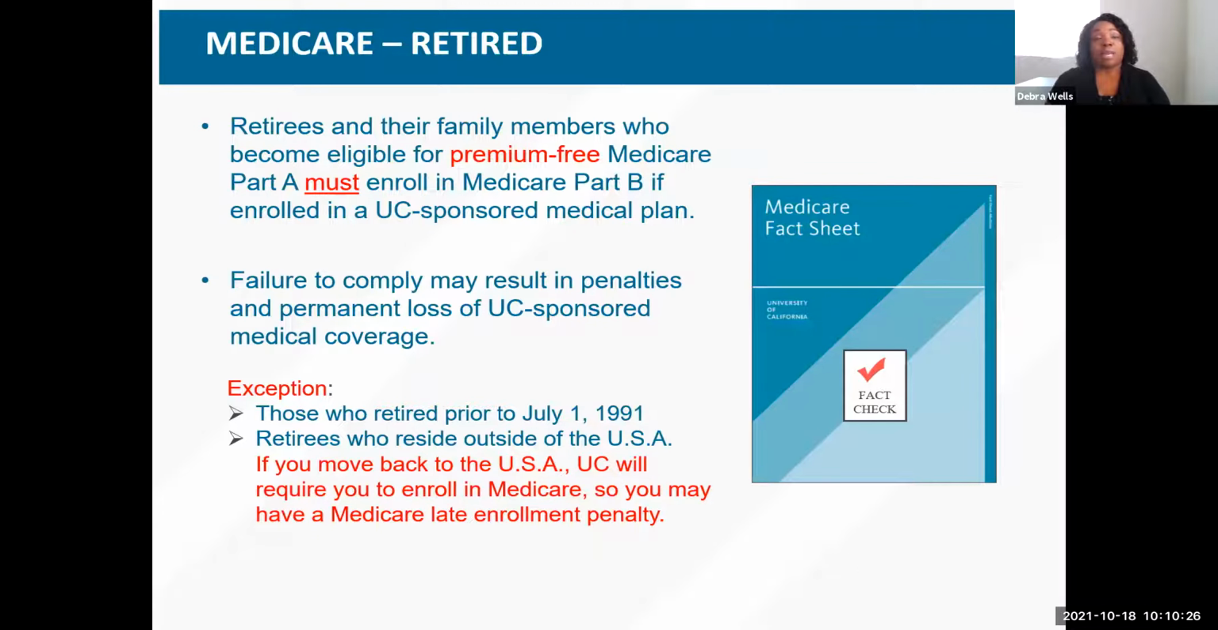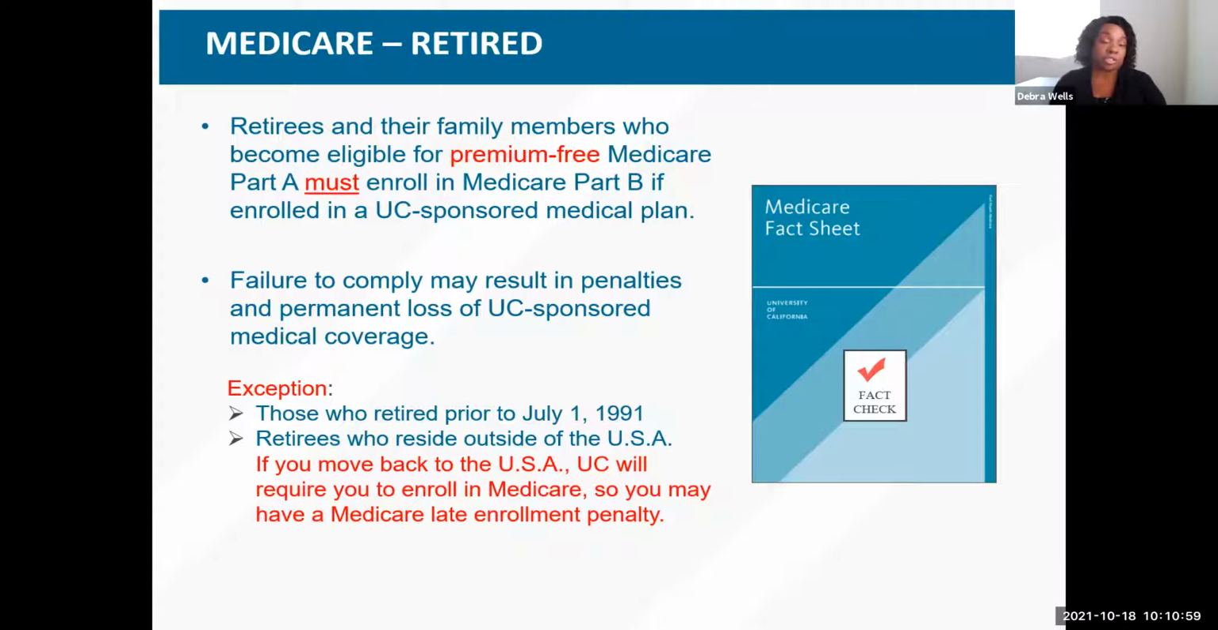Now, there's a Medicare fact sheet you can find online at UCNet that will go over everything that I'm covering today. If you're retired, if you, the retiree, or a family member becomes eligible for Medicare, it's no longer optional whether or not you're going to enroll in Medicare. You must enroll in Medicare Part B.